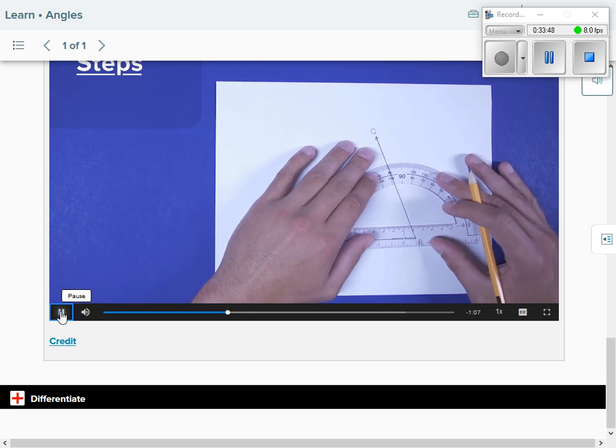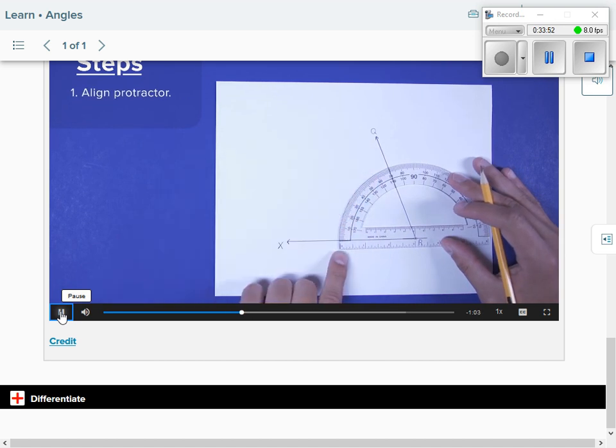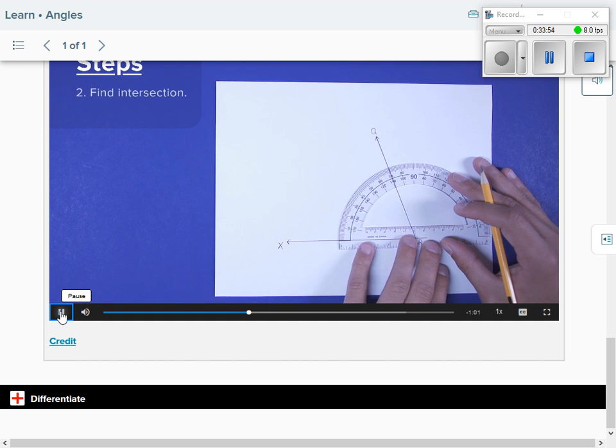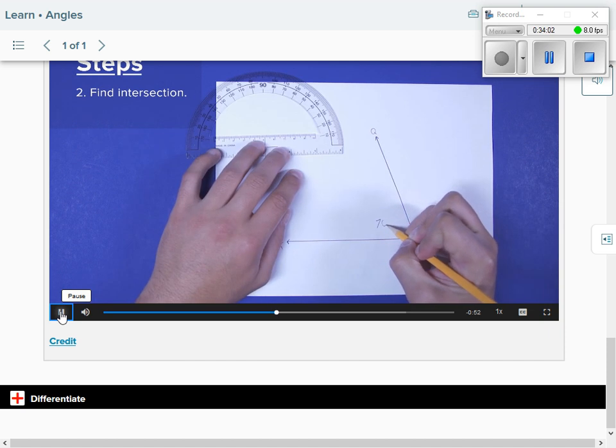If the angle opens the other way, you will measure the angle using the outer scale. Since the angle is aligned with the 0 on the outer scale, look to see where the angle intersects this scale. It intersects at the number 70, so the angle measures 70 degrees.